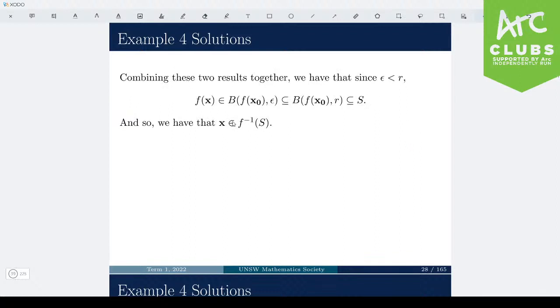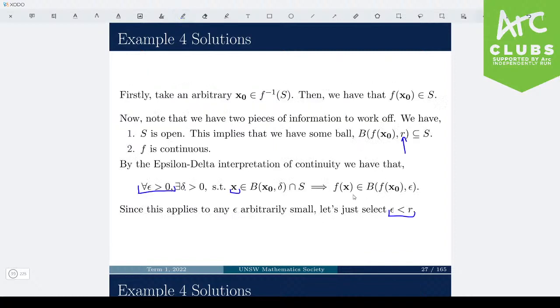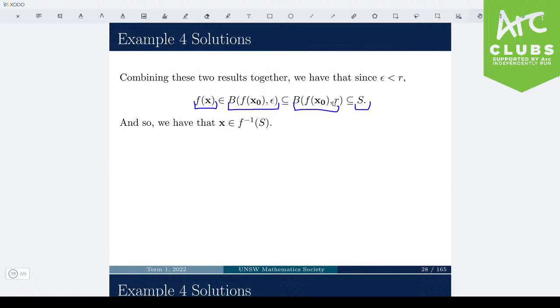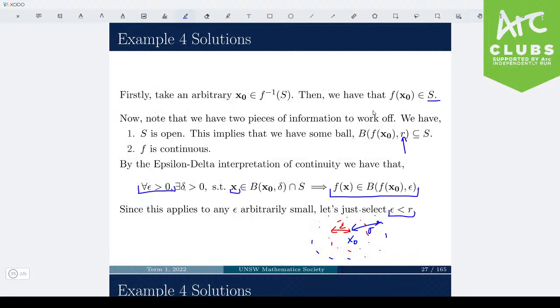Combining these two results together, we have that f(x) is within an epsilon ball around f(x0), which is a subset of an r ball around f(x0), which is within S. Recall that we have that f(x) is within an epsilon ball around f(x0), but since we're choosing epsilon to be less than r, we might have a situation that looks like this. This is your r ball, and this is your epsilon ball. So our epsilon ball is completely contained by our r ball. Furthermore, our r ball around f(x0) is a subset of S because S is open.